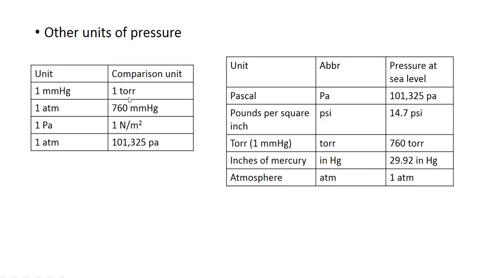So 1 atmosphere is equal to 760 millimeters of mercury, or 1 atmosphere is equal to 760 torr. So a torr is approximately equal to a millimeter of mercury. These two units are the ones that we are going to be using a lot in this class. If you take General Chemistry 2, you will use the pascal a lot also. Some other units, like pounds per square inch, we see on vehicle tires. So just study them, but focus on the atmosphere and millimeters of mercury.